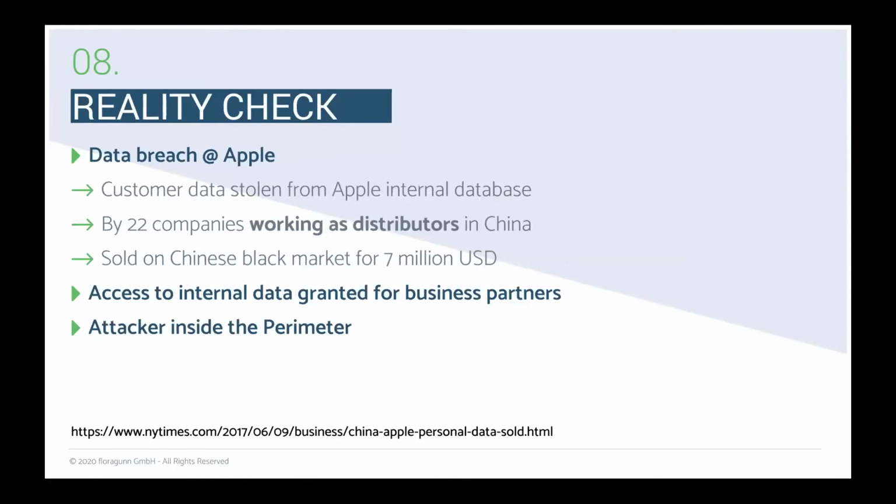The next one is from 2017. It's from Apple. So in this breach, companies working as distributors for Apple in China stole data from Apple's internal databases. So that means the attackers had access to this data. Probably they had to get access because they're business partners. So this is a perfect example of an attack that happened from inside your perimeter.